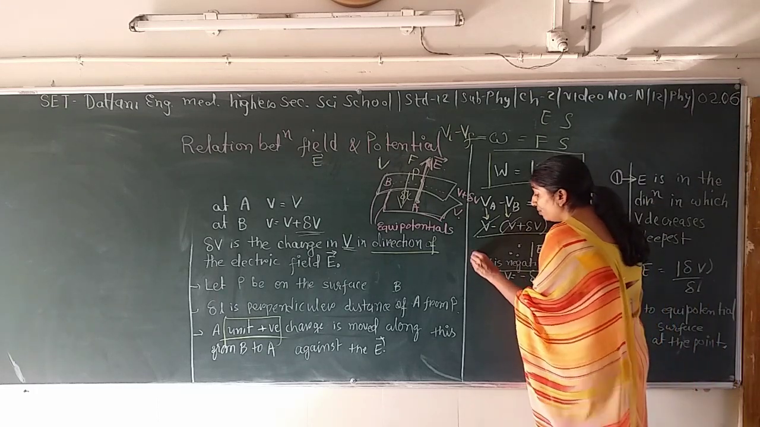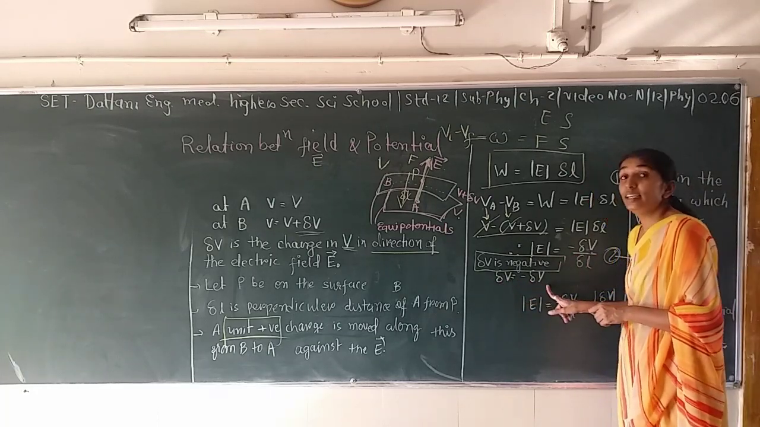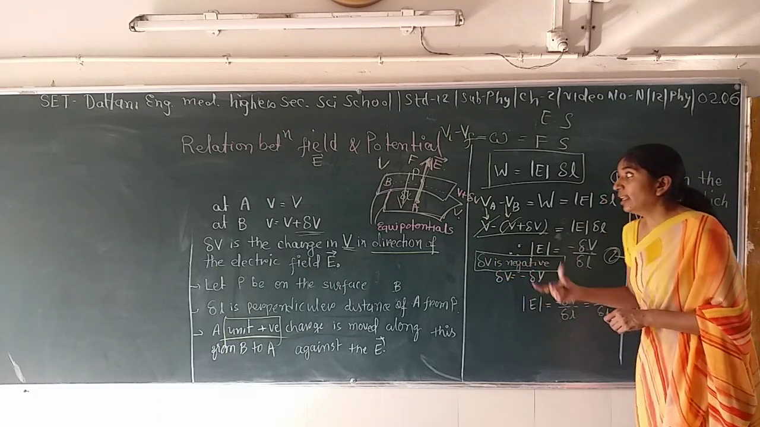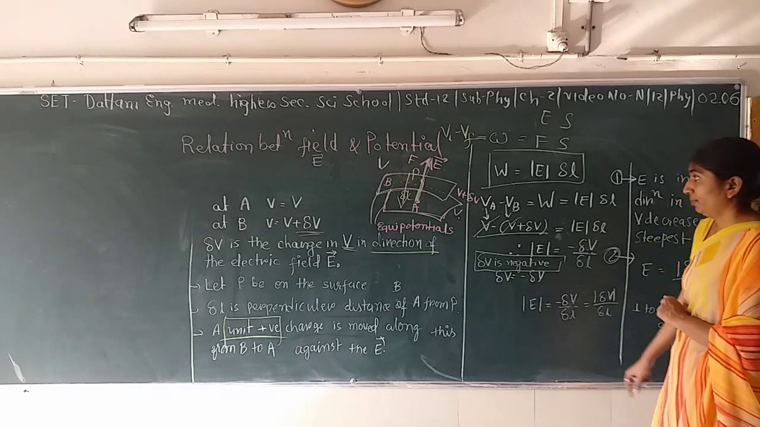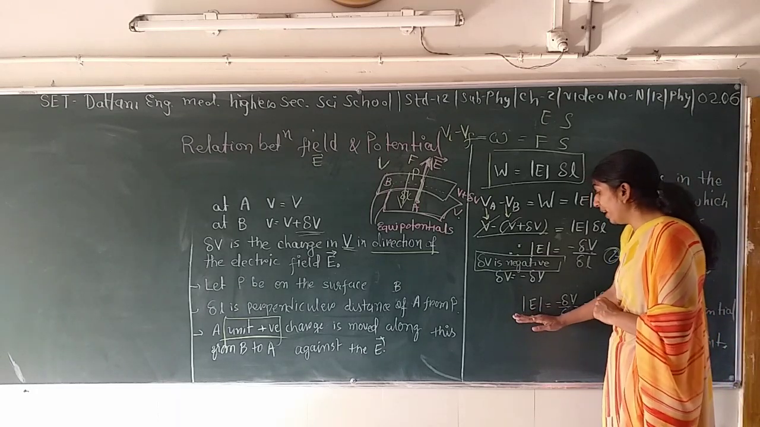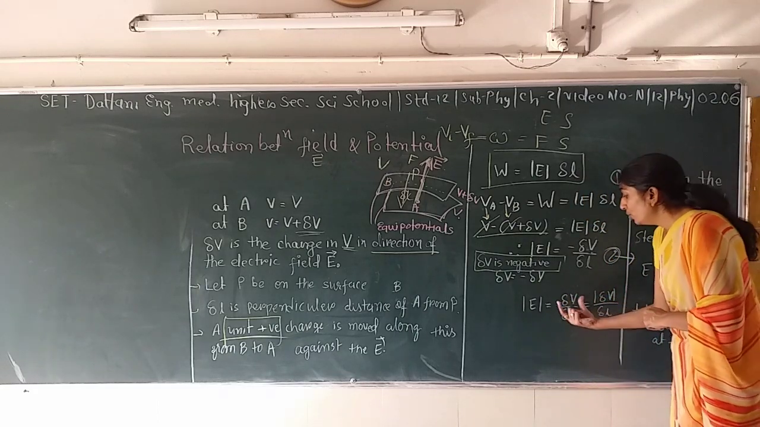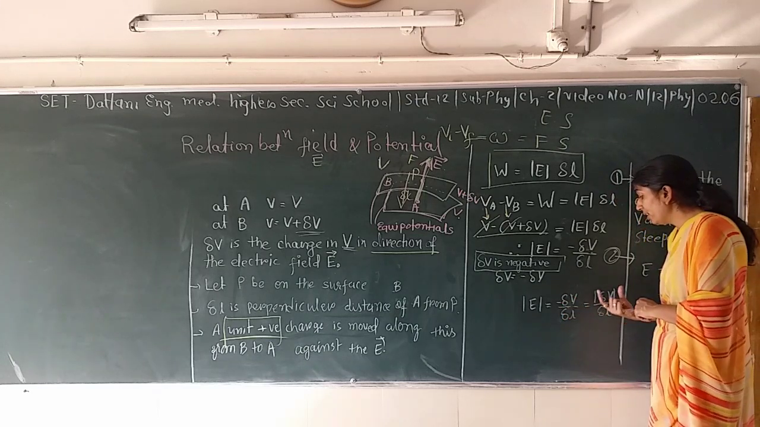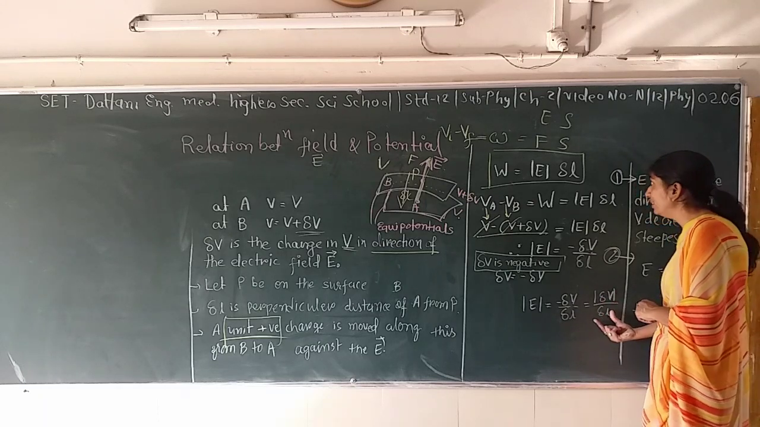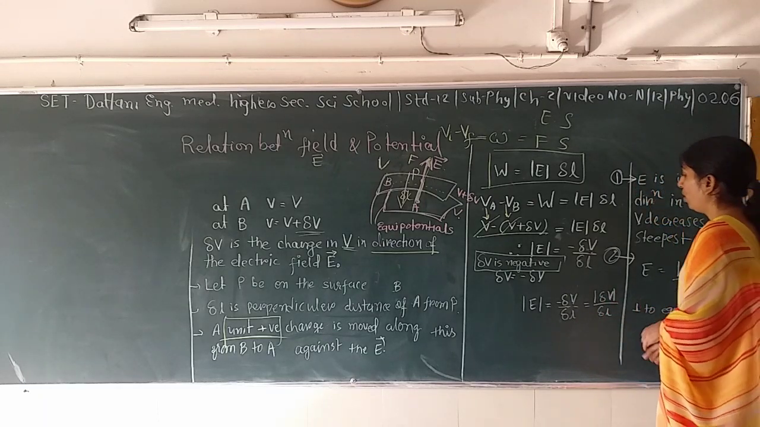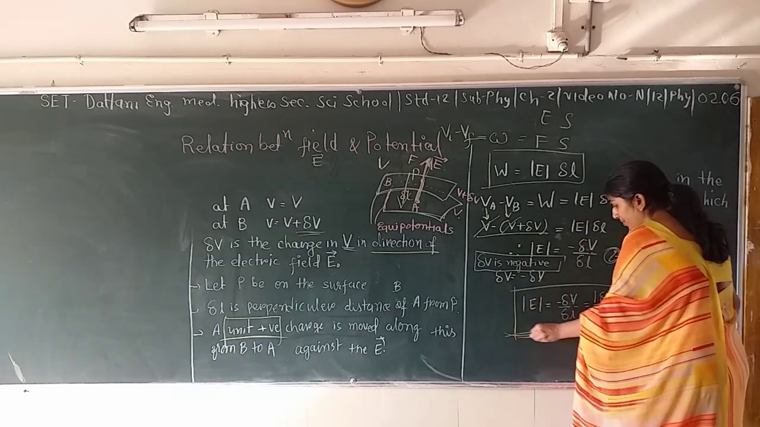Since delta V is itself negative, the magnitude of E is equal to negative delta V upon delta L. To cancel this sign, we can also write the change in V as magnitude of delta V upon delta L. So this is the important formula that you should remember.